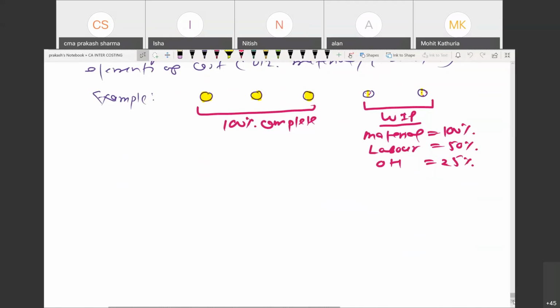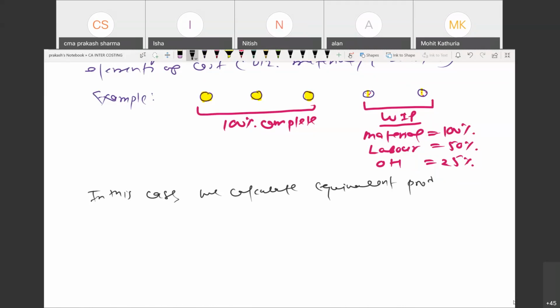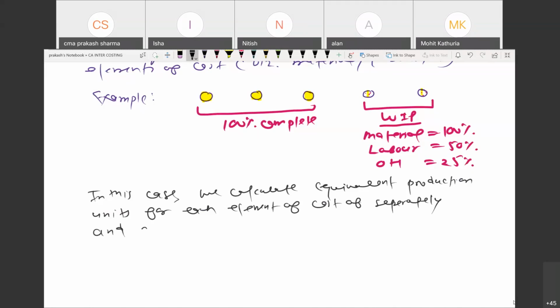100% complete, WIP material 100%, labor 50% and overhead is 25%. Okay sir, so in this case, we calculate equivalent production units for each element of cost separately, and also we calculate unit cost for each element of cost separately.